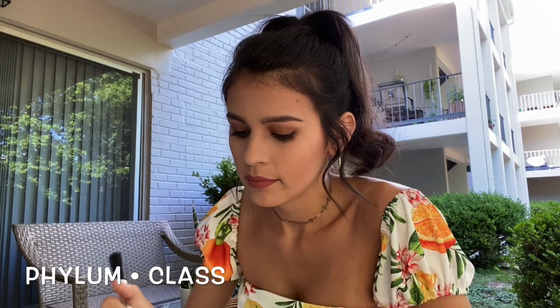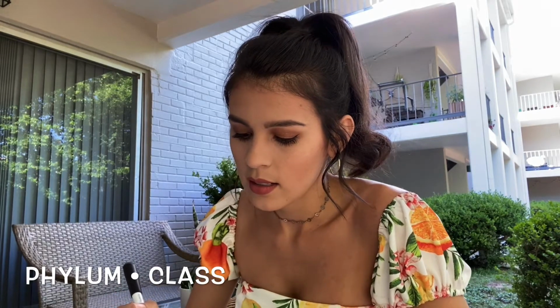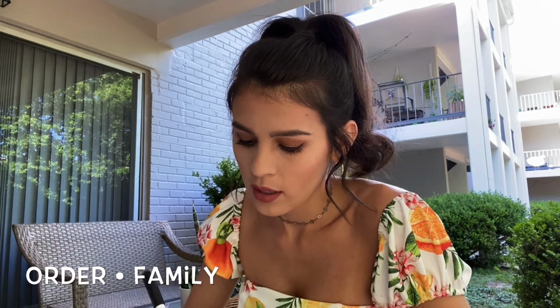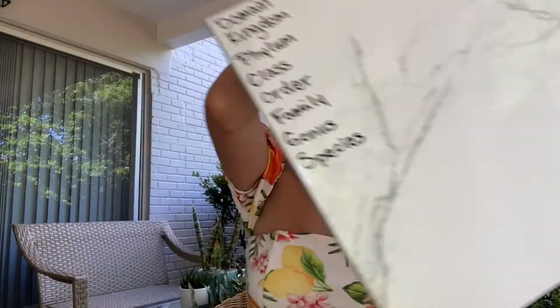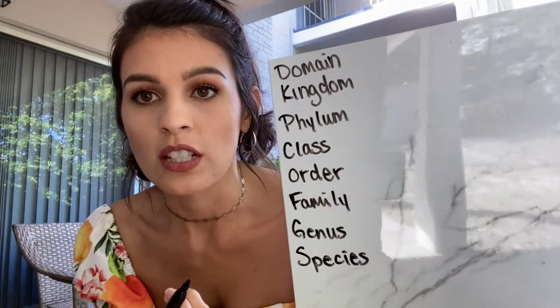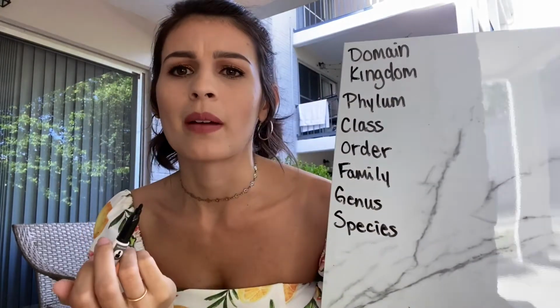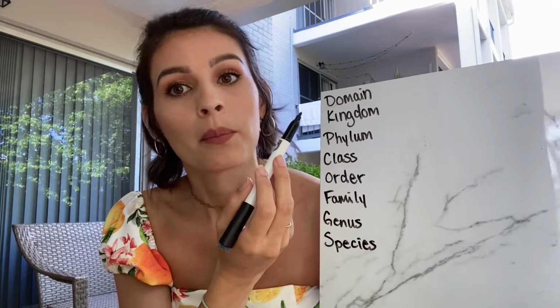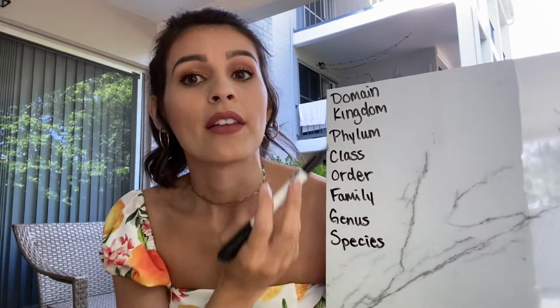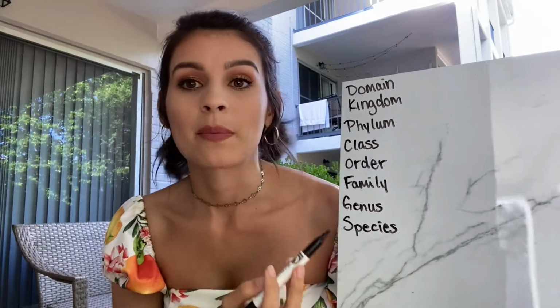phylum, class, order, family, genus, and species. So that would be how the taxonomy of our animals is broken down. Like I said, this might be backwards for you guys, but you start off with domain being the most broad category, and then you get more and more specific once you go down to the bottom.